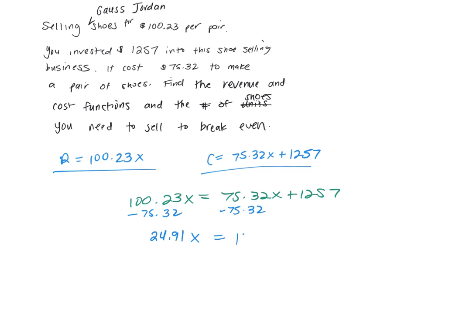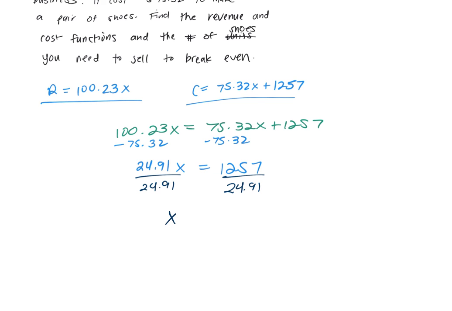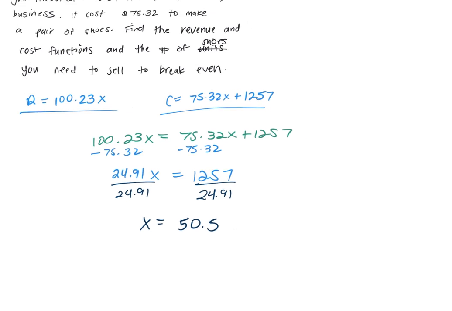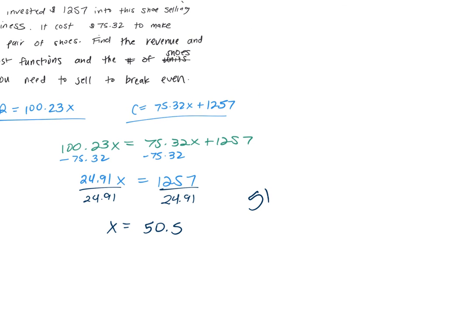24.91x equals 1257. And then divide both sides by 24.91. And then I get x equals 50 point something, it would be 50.5, but it doesn't even matter. Because if it's 50 point anything, I do what with that number? I round it up. So I need to sell 51 pairs of shoes.